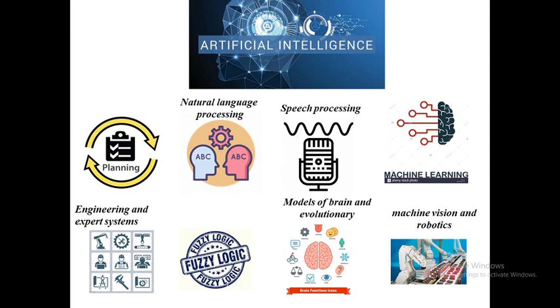Nowadays, artificial intelligence is playing a vital role in engineering industries. Artificial intelligence is always inspired by human intelligence. In that, a lot of subfields are available. The subfields are planning, natural language processing, speech processing, machine learning, engineering and expert systems, fuzzy controls, models of brain and evolutionary, machine vision and robotics. Today we discuss models of brain and evolutionary technique.